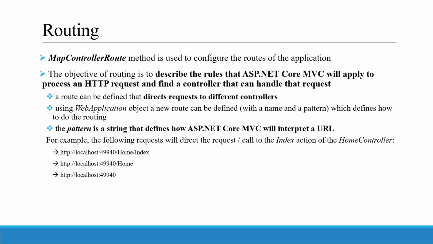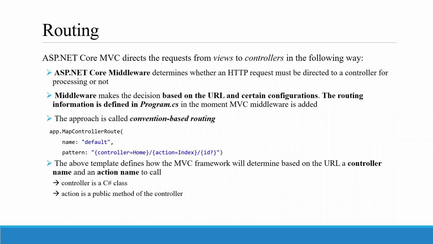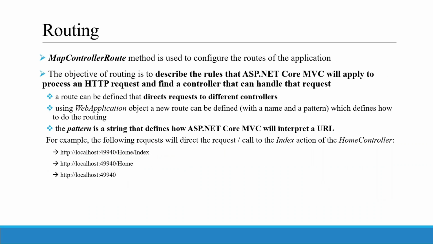The objective of routing is to describe the rules that ASP.NET Core MVC will apply to process an HTTP request and find the controller that can handle that request. So we can specify how, based on the format of the URL, the request will be directed to a specific controller. A route can be defined that directs requests to different controllers. For instance, in this example, based on the name we specify, the request will be directed to a specific controller. Using the web application object, a new route can be defined with a name and a pattern which defines how to do the routing.